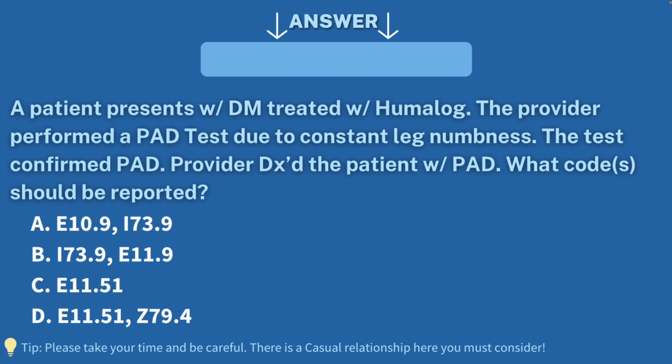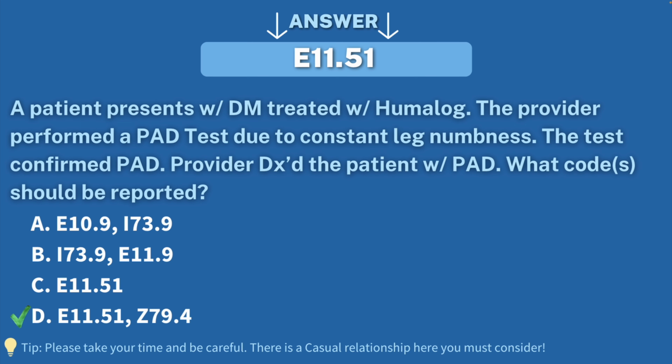But I left off something to trip you guys up. The answer is not just E1151. The answer is actually D. It is not C. And the reason it's D is because we have to take the insulin into account. That risk adjusts on the form that I told you guys to utilize. So you must code E1151 and also Z794 as well. So if you got that right, congratulations. You passed this question. Good job.